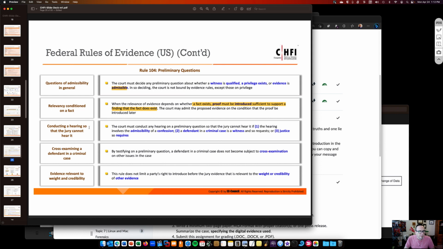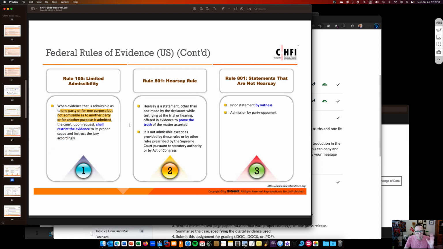So again, everything should be cross-examining and weighing credibility. So it's important. So again, a lot of evidence. We need to play within these rules. 104 being admissibility. And of course, we have 105, also limited admissibility here. And here's the rule, 801.